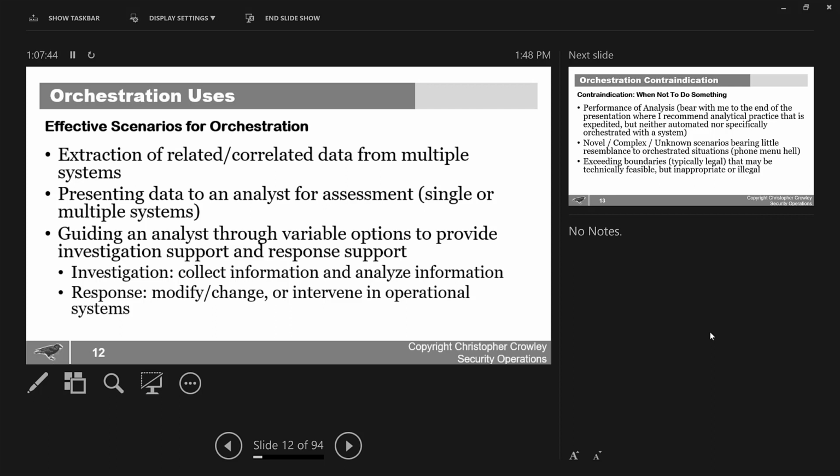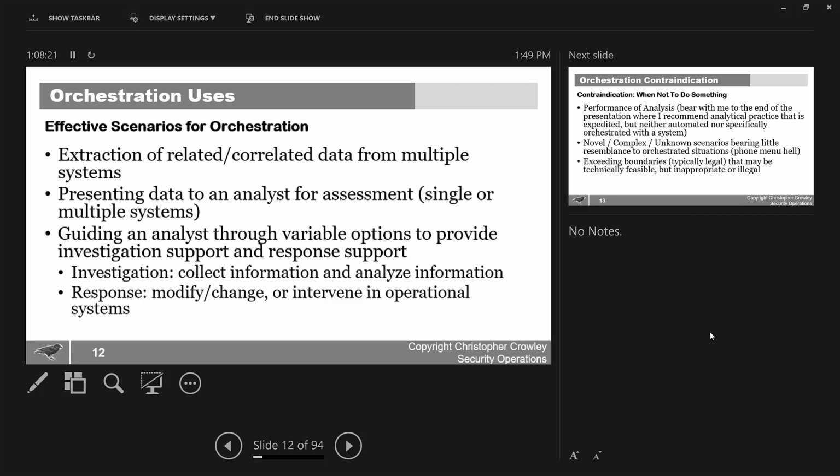So for orchestration, the sorts of things that I can do is basically extract related data from lots of different systems and present that to an analyst. Many analysts have to spend a lot of time just going and getting the data in order to start to do their investigation and their analysis. Now, if you have a tool that's capable of logging into those various systems, extracting that data and presenting it to the analyst, that's a really good opportunity for efficiency.